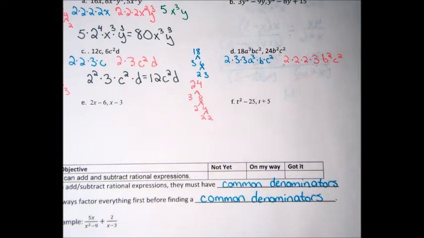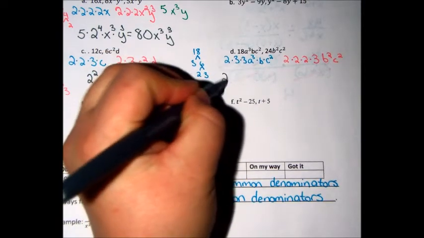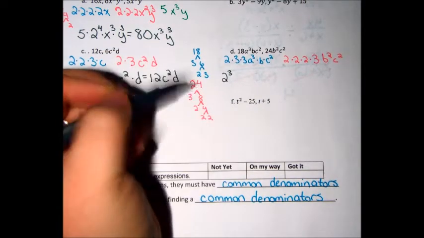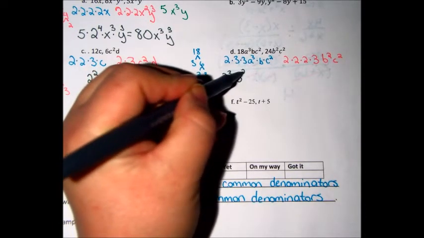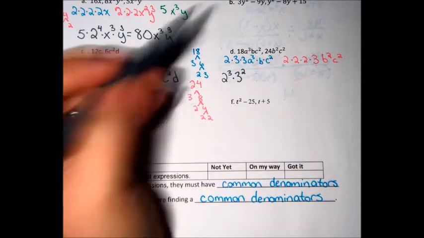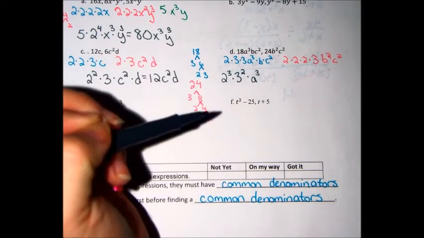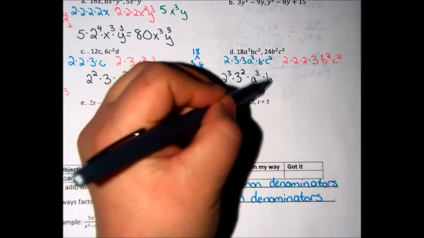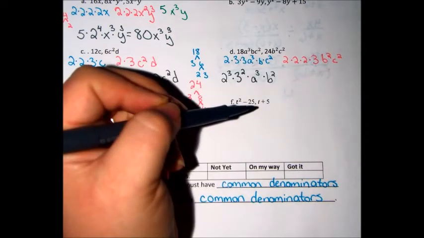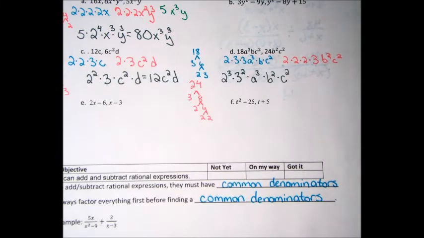So when I'm looking to see which one has the most, I can see that the 24 had the most amount of 2's, 3 of them. The 18 had the most amount of 3's. There were 2 of them. I have 3 A's. The most amount of B's in any one of them is 2. The most amount of C's in either of them is just 2.